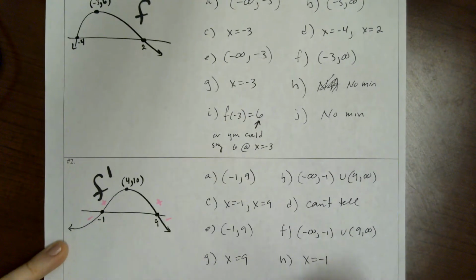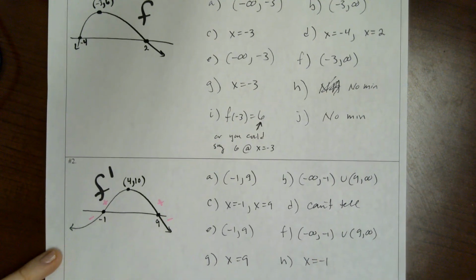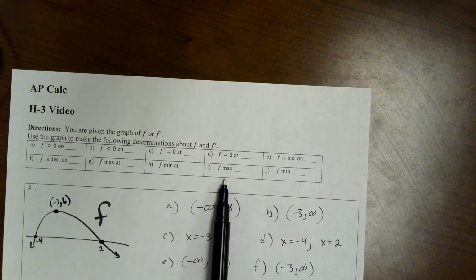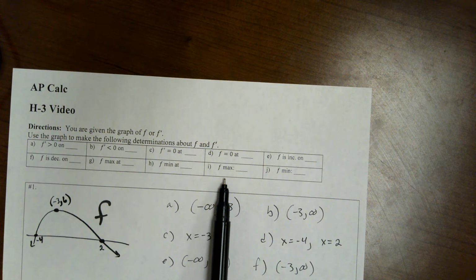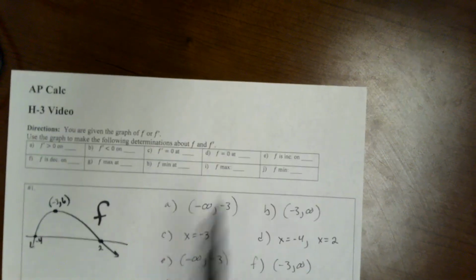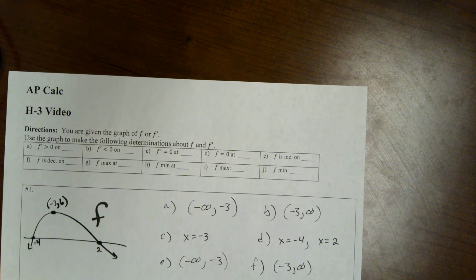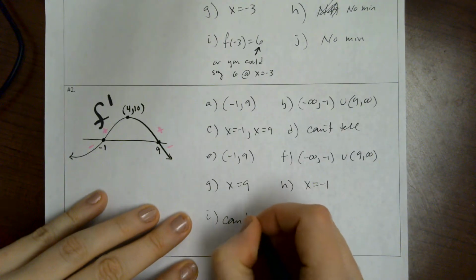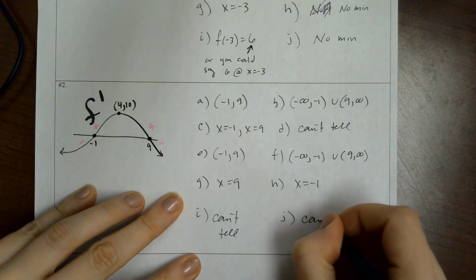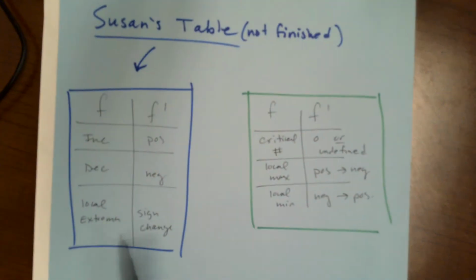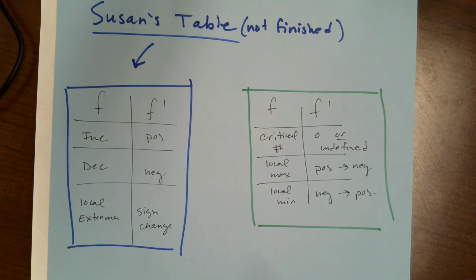Now I and J are asking us for the value, so the F max. What is a local maximum value of F? F min, what is a local minimum value of F? We don't have the graph of F, and we don't have a way of plugging these values into F. So we're going to say can't tell. The only things that we're able to tell about F are the stuff indicated in these tables.